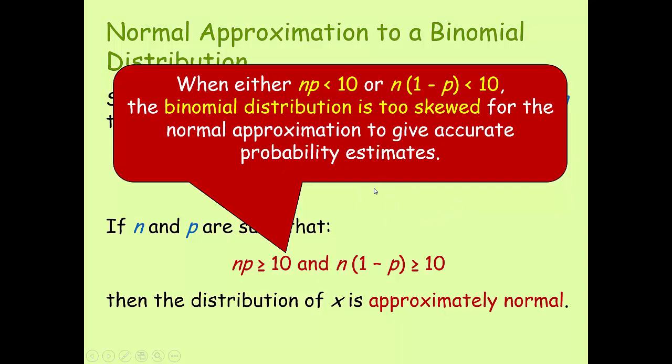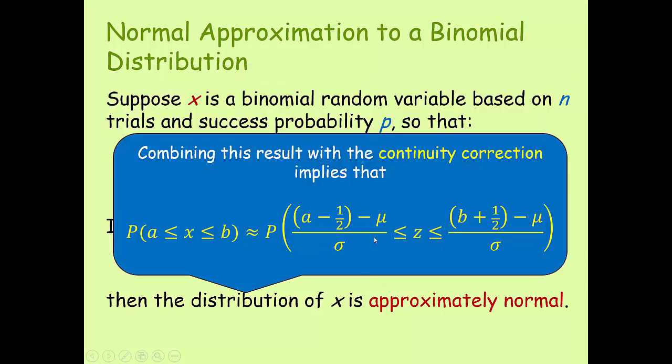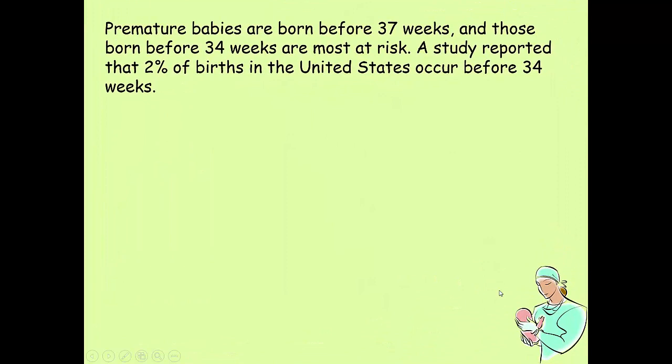But if you combine this now with our continuity correction, then what we're seeing with our z values here is we're simply taking those half values, the half below and the half above. And if you look at this, this is my z-score: my value minus the mean divided by the standard deviation. And now I can use this continuity correction to come up with my approximate normal. So now I can use my tables.